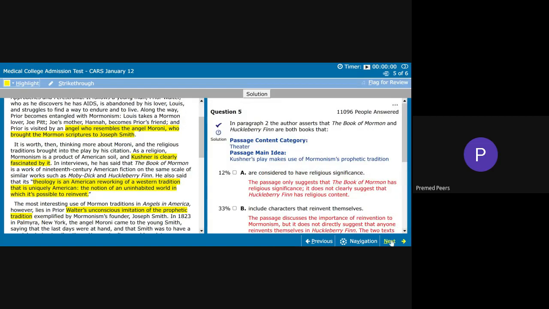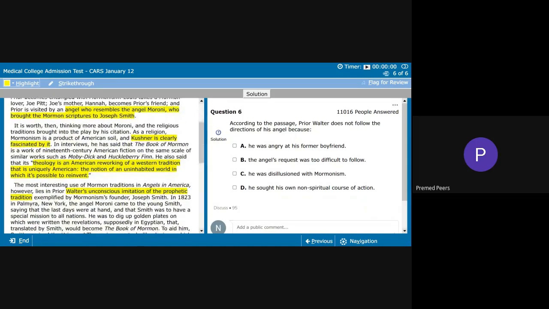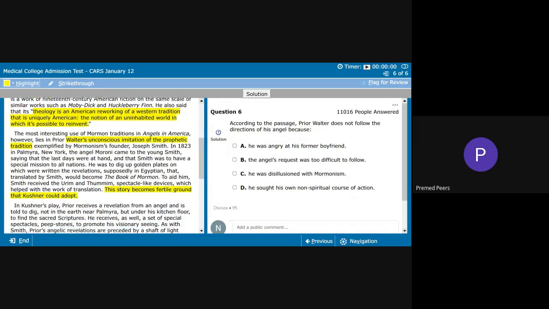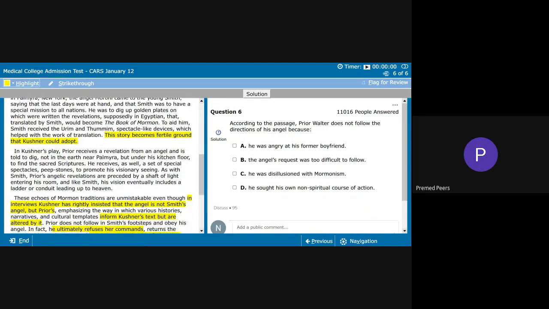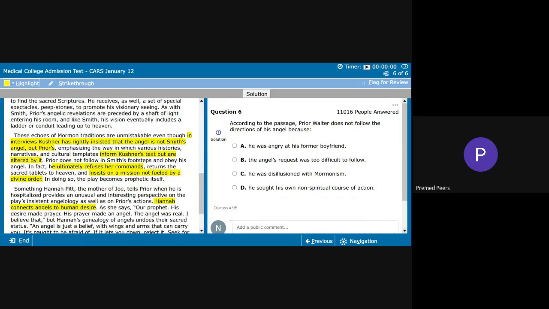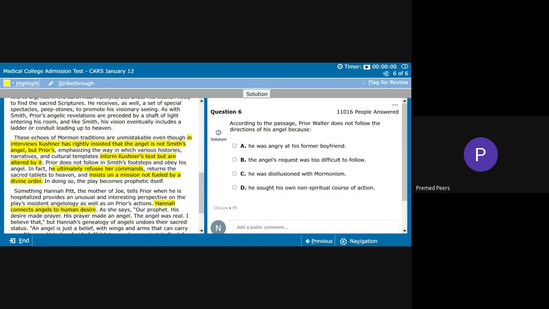All right. And last question, question 6. According to the passage, Prior Walter does not follow the directions of his angel because... So again, I think this one is a little more straightforward, but there's always distractor answer choices. So I think paragraph 5 probably explains it the best. He ultimately refuses her commands and insists on a mission not fueled by a divine order.